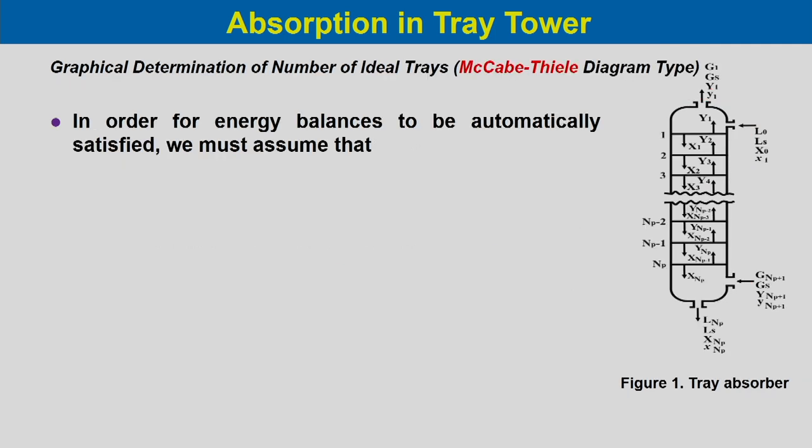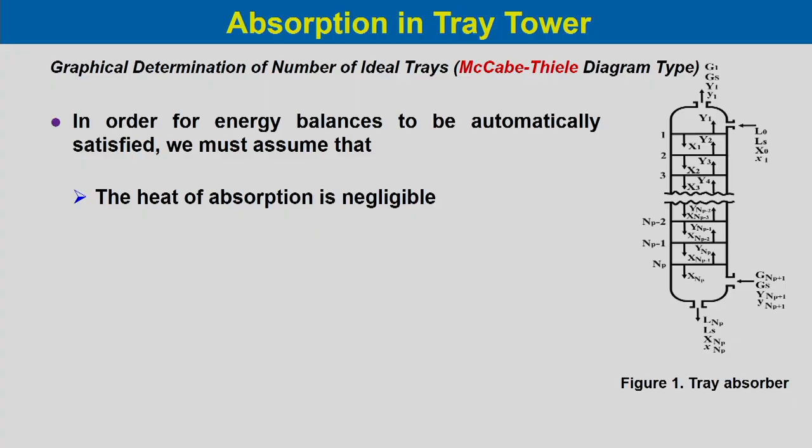Now, in order for the energy balance to be automatically satisfied, we must assume that the heat of absorption is negligible. So, very negligible heat of absorption. If there are reactions between the solvent and the solute, because of the solubility of a certain component based on the affinity of the solvent, it generates a huge amount of heat. Then we cannot use this type of method. Only in cases where the heat of absorption is negligible will the energy balance be automatically satisfied and the operation be isothermal in nature.